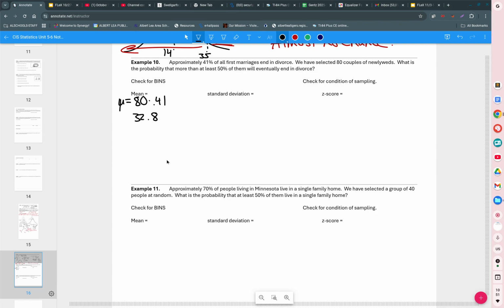So how many failures would we have? 47.2. Those are both above 10. That's good for us. Standard deviation is going to be equal to the square root of, I simply take the mean, which is 32.8, and I multiply it by 1 minus p. What is 1 minus p going to be? 0.59. I hope that this works out better.